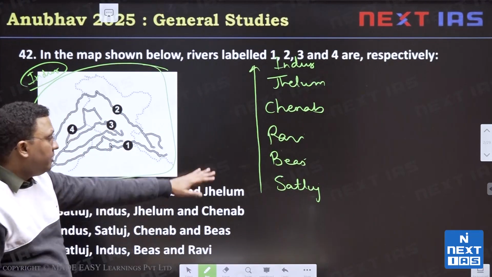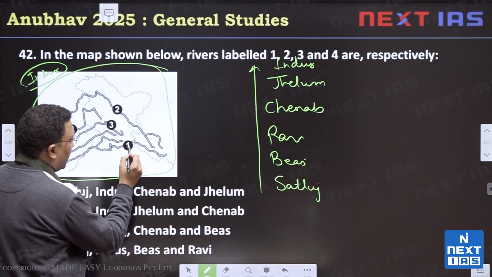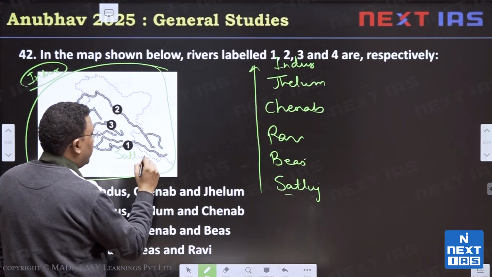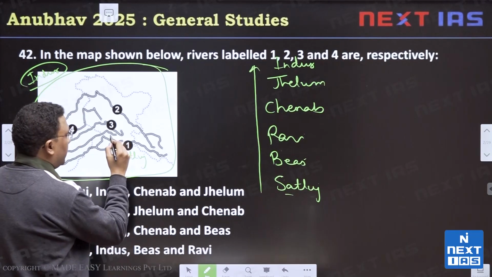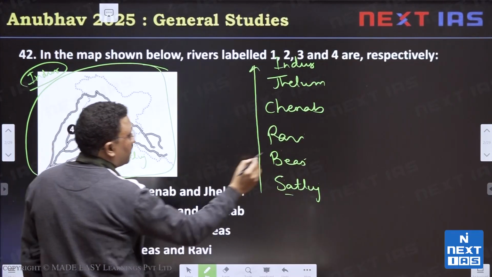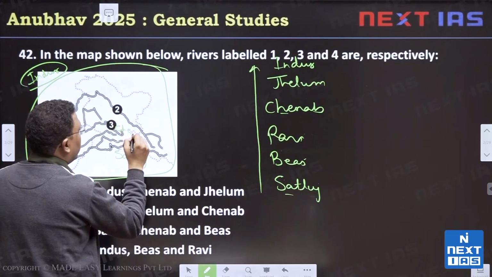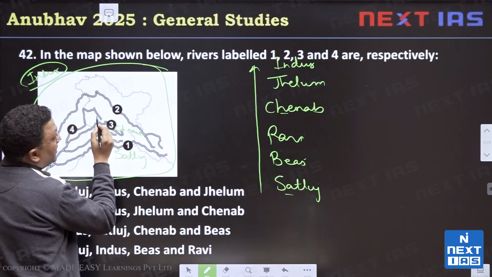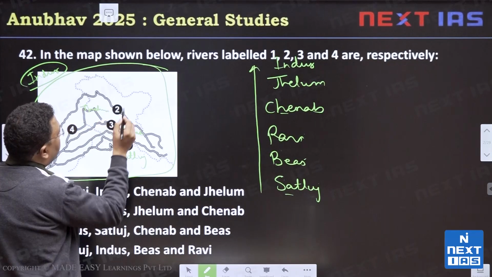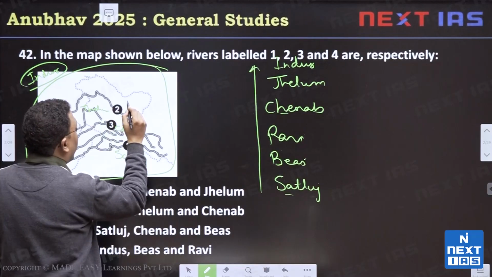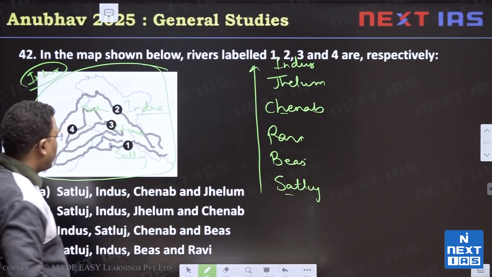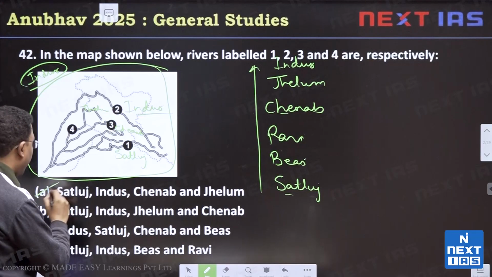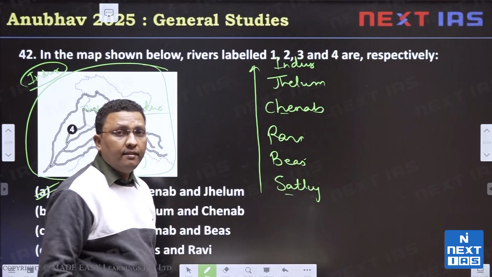Let's try to solve this question using this knowledge. Here the river labeled 1 is the southernmost river, so it has to be Satluj. Then this will be Beas, this will be Ravi, then this river labeled 3 has to be Chenab. Then river 4 is coming next to river 3, so this has to be Jhelum. Then finally the northernmost river, which is shown as river 2 here, has to be Indus. So the correct answer here is first river Satluj, second Indus, third Chenab and fourth Jhelum. So the correct answer is A, Satluj, Indus, Chenab and Jhelum.